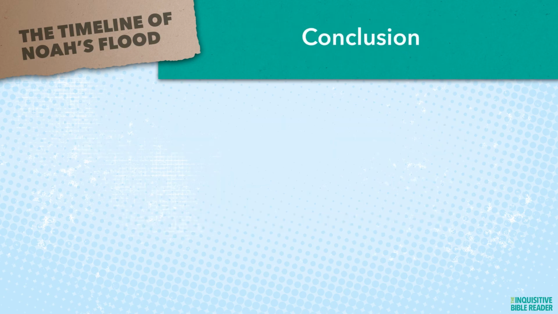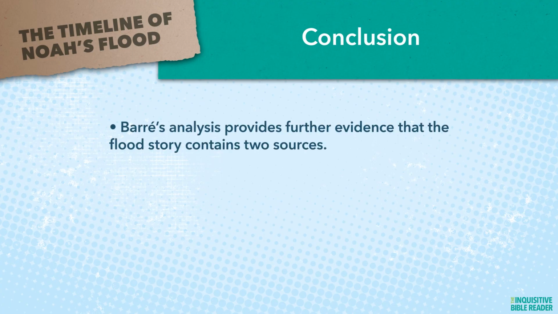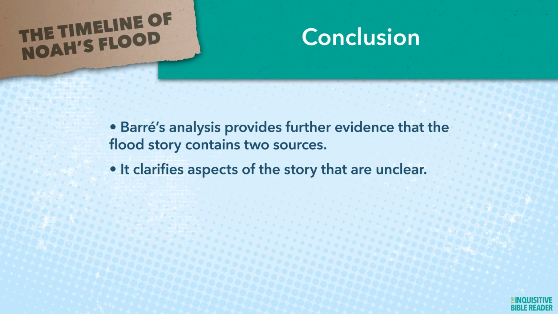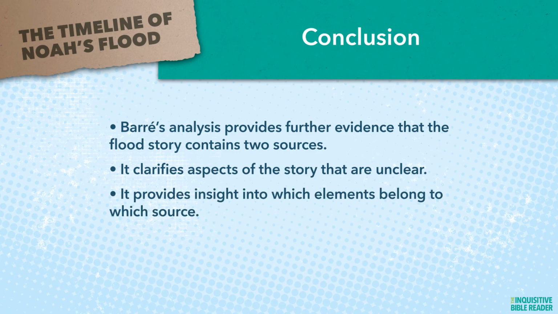The fact that we can make 2 self-consistent and highly schematic timelines from the contradictory jumble of dates in the canonical text is further evidence that the story combines 2 sources that were not written with the intention of being combined. It clarifies a few aspects of the story that are confusing, such as whether there was 1 or 2 40-day periods in the Yahwist version. It also gives us additional insight into which elements of the story belong to which sources.